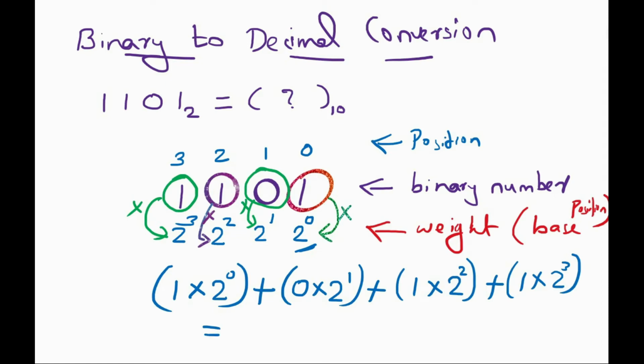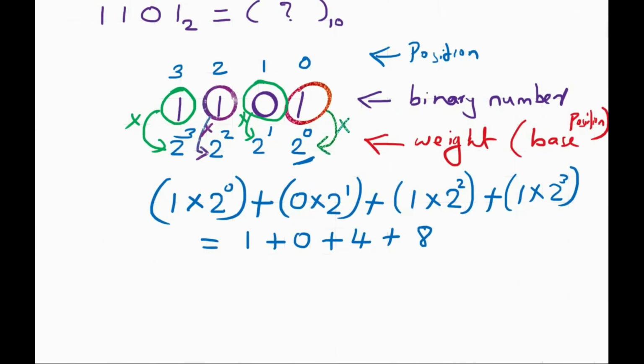So this is equal to, what is 2 raised to 0? 1. So 1 plus 0 into something is 0, plus 1 into 2 raised to 2. 2 raised to 2 is 4, 4 into 1 is 4. Plus 2 raised to 3 is 8, 8 into 1 is 8. So the answer is 4 plus 8, 12. 12 plus 1, 13. So 1101 in binary is 13 in decimal.